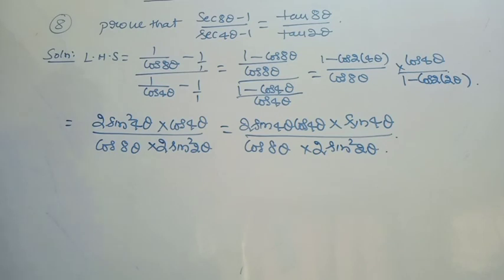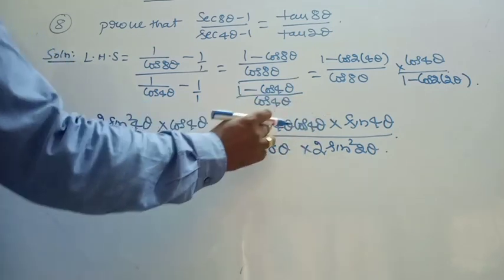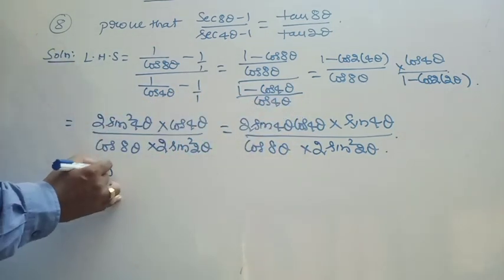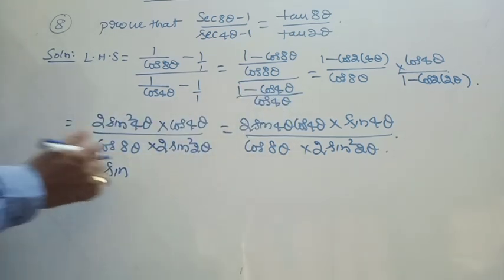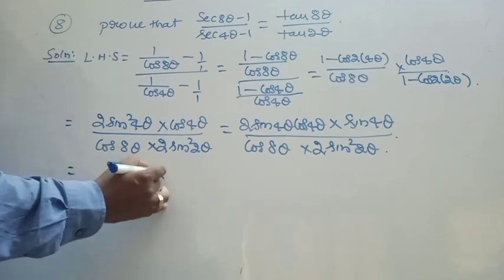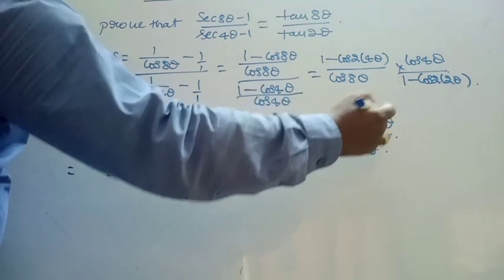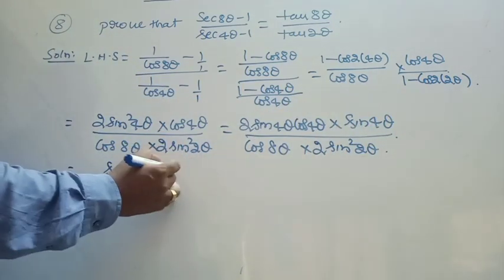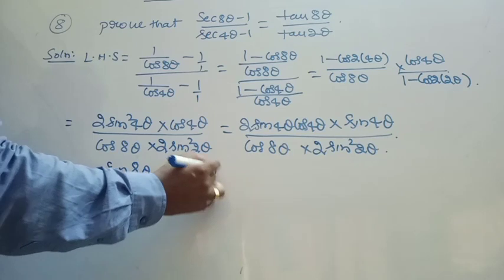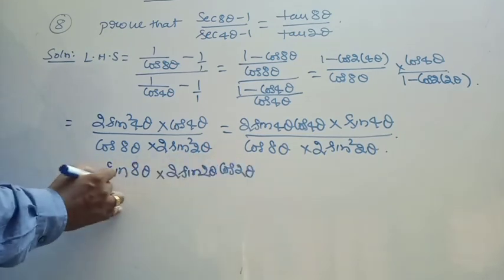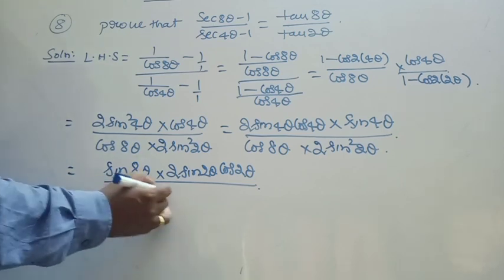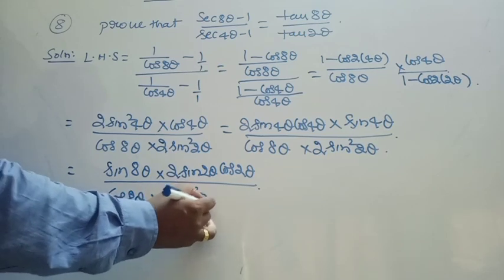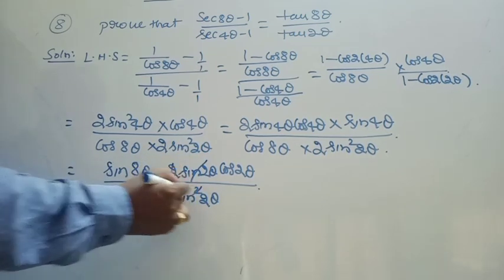Right. Now this is equal to, my dear students, 2 sin A cos A. In the place of A you are having 4 theta, that is nothing but sin 2A. That means sin 2 into 4 theta, that is sin 8 theta, into sin 4 theta, we can write as sin 2 into 2 theta. That is nothing but 2 sin 2 theta into cos 2 theta divided by cos 8 theta you are having like this, into 2 sin square 2 theta, like this. 2 cancel, 1 sin 2 theta, 1 sin 2 theta will be cancelled.